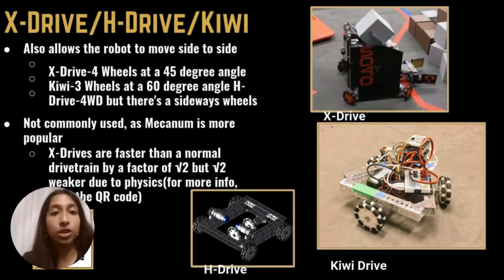So now we're going to look at the X drive, H drive, and the Kiwi. So these systems also allow the robot to move in a sideways motion. The X drive uses wheels at 45 degrees, and Kiwi uses three wheels at 60 degrees. And then finally, the H drive will add sideways wheels to a four-wheel base. While the X drive can be a lot faster, the Mecanum is usually a lot more favored because it's simpler and more reliable as a whole.